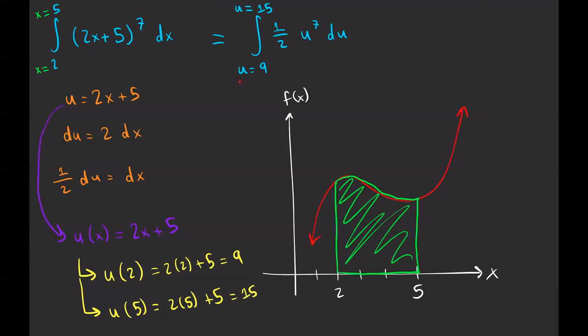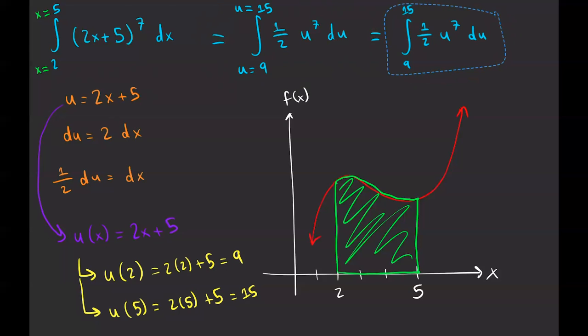Again, you don't have to write the U equals, but I am going to just to be explicit. Your integral would look like this: 9 to 15 of 1/2 U to the 7th du. This is an integral completely in terms of U, and you can solve it with a simple power rule application, just like you normally would, and evaluate to get that number out.